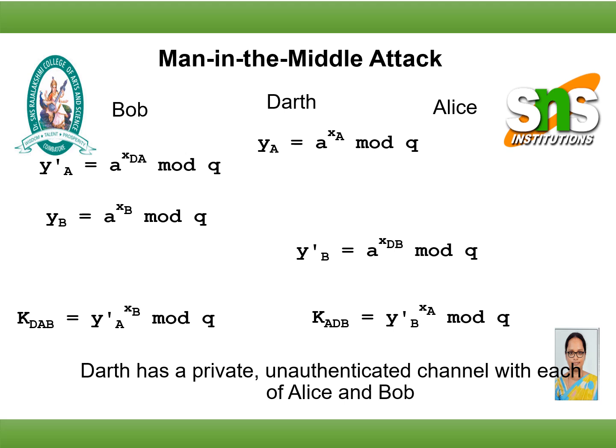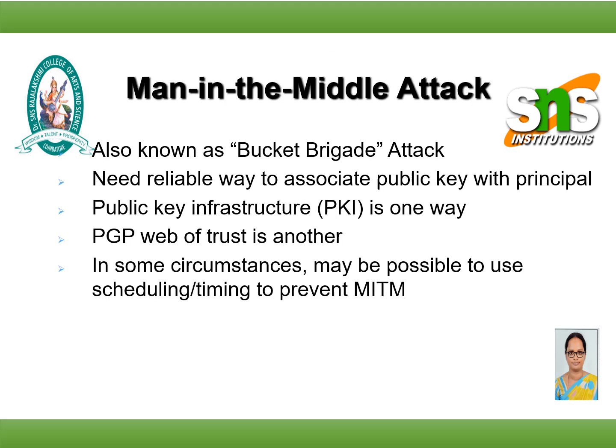So here the equation is given. We have three people, Bob, Dart, Alice. Bob shares the information to Alice and Alice shares information with Bob. In between, Dart intercepts and takes all the information they are sharing with each other. So Dart has a private unauthenticated channel with each of Bob and Alice. Also, we can call this man in the middle attack a bucket brigade attack.